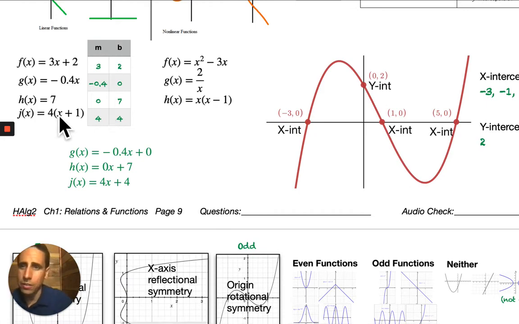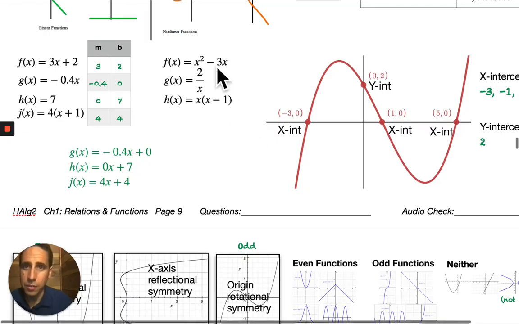And here, I know it kind of doesn't look like it, but if you distribute and manipulate things around so that you turn it into y equals mx plus b form, then that's what it looks like right here. And so yes, the slope is 4 and the y-intercept is 4. It is a linear function.